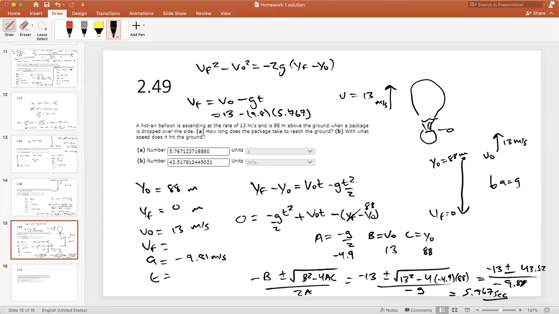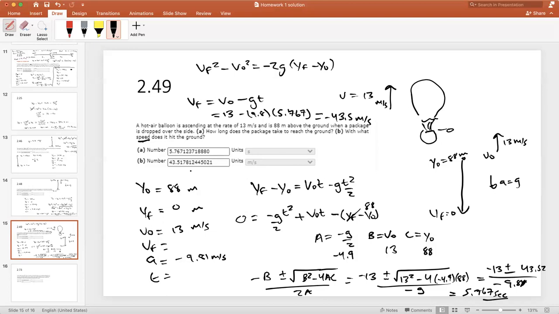So 13 minus 9.8 times 5.767 is minus 43.5 meters per second. Again, Wiley Plus is asking for the speed, or magnitude without a sign, of the final velocity. But our final velocity, we know, will be negative because we chose y to be positive upward in this problem. Right, cool, we're all good.